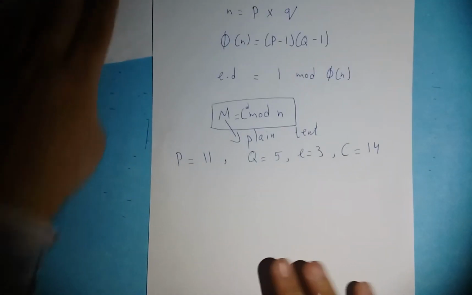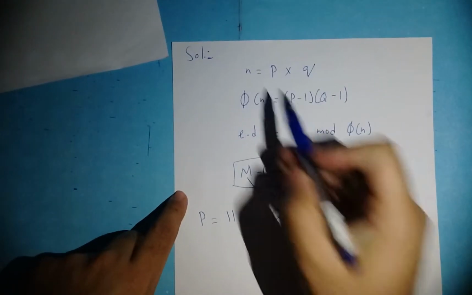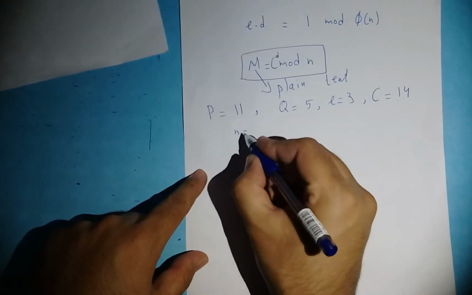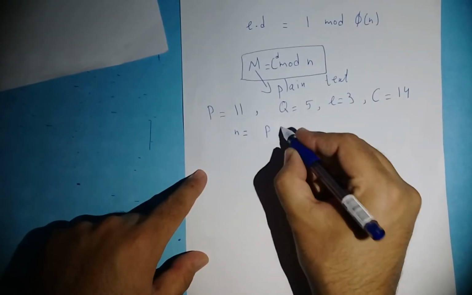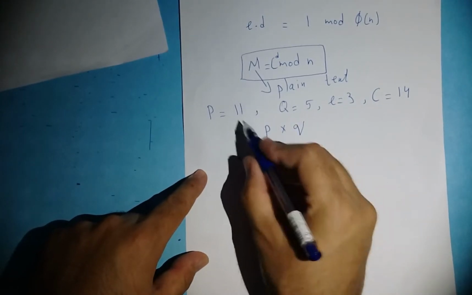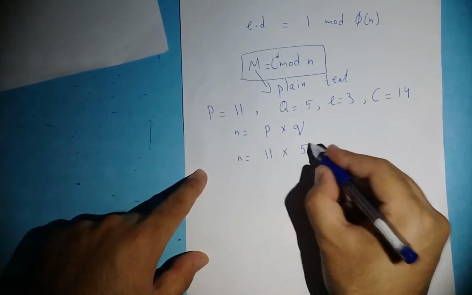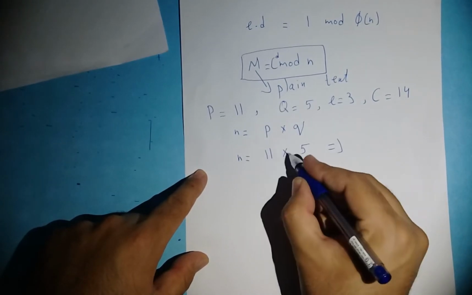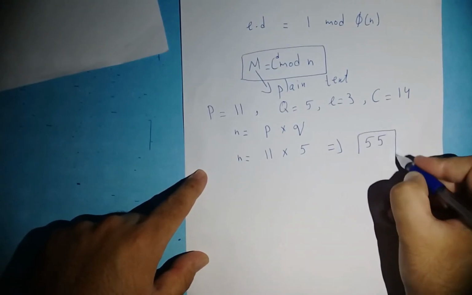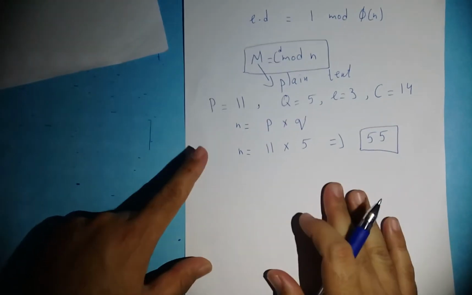Now first of all I'm just going to find out the value of n by using this formula. The formula is n is equal to P multiply with Q. So n is equal to P, I've got it 11, multiply with Q, I've got it 5. When I multiply 11 with 5, I get the answer 55. So basically this is the value of n, I've got it.